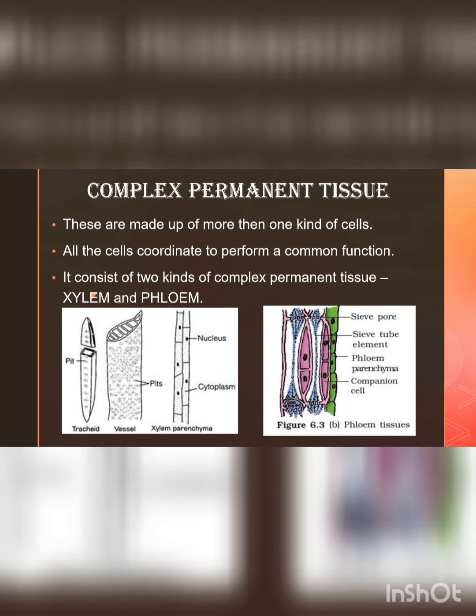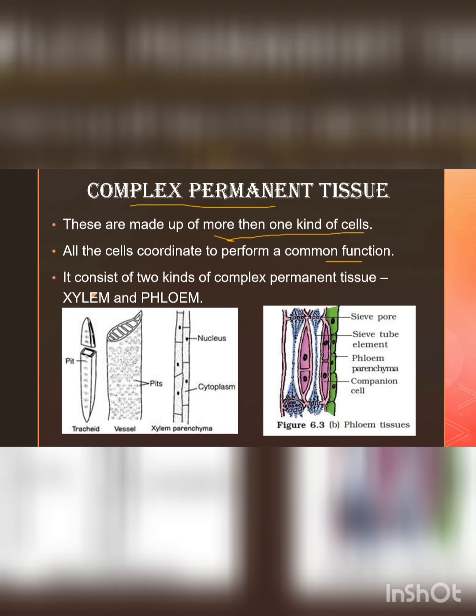As we have completed the simple permanent tissue, epidermis and stomata, now we'll be talking about complex permanent tissue. As I told you already, simple permanent tissue is made up of only one kind of cell. Complex permanent tissue is made up of more than one kind of cell, and these different kinds of cells coordinate the function of each other and perform a common function. Complex permanent tissue is divided into two types: one is phloem and the other is xylem.